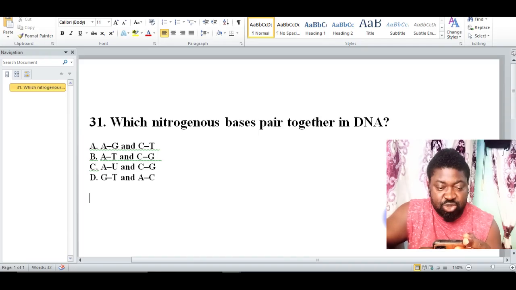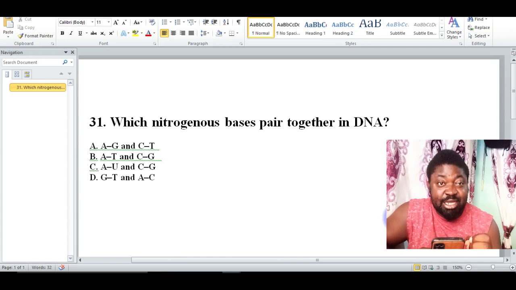Let's begin with the first question here: which nitrogenous base or bases pair together in DNA? A, AG and CT; B, AT and CG; C, AU and CG; and D, GT and AC. Which among this list is the correct answer? I give you a few seconds to look through it. The correct option here is B, which is AT and CG.